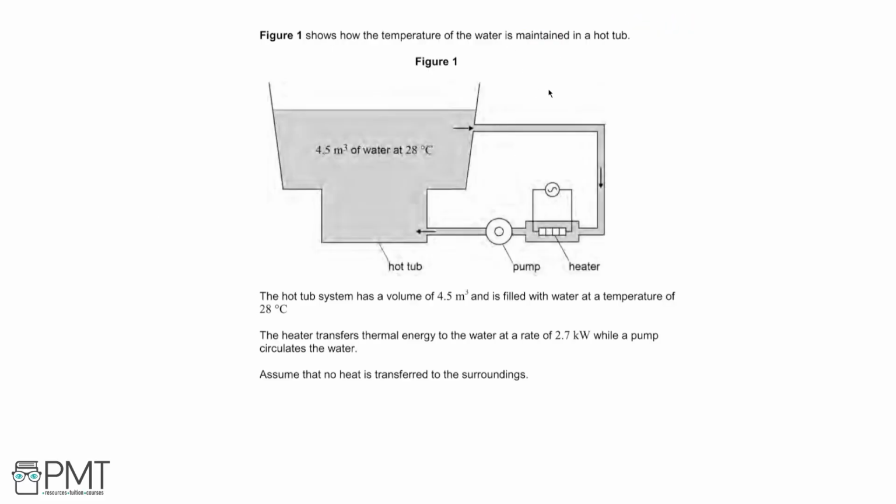The next part of the question says, Figure 1 shows how the temperature of the water is maintained in a hot tub. The hot tub system has a volume of 4.5 meters cubed and is filled with water at a temperature of 28 degrees Celsius. The heater transfers thermal energy to the water at a rate of 2.7 kilowatts, while a pump circulates the water. Assume that no heat is transferred to the surroundings.